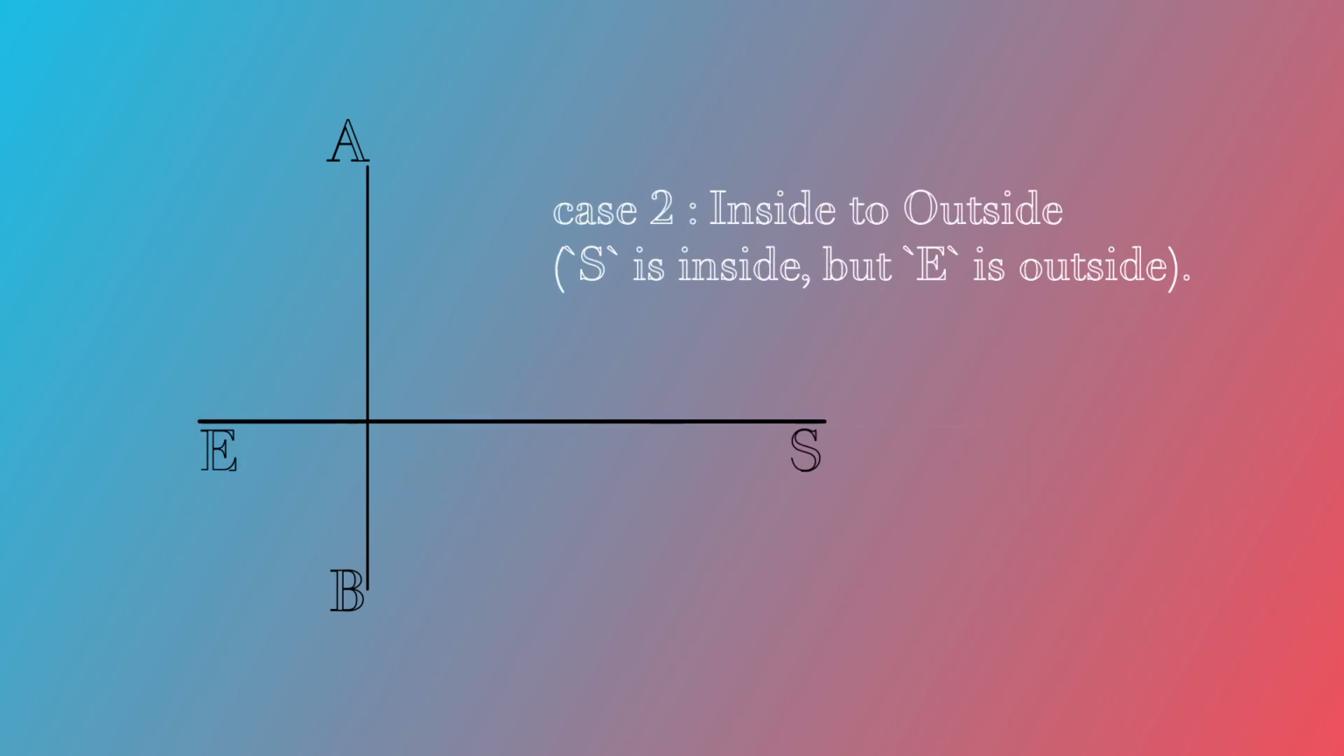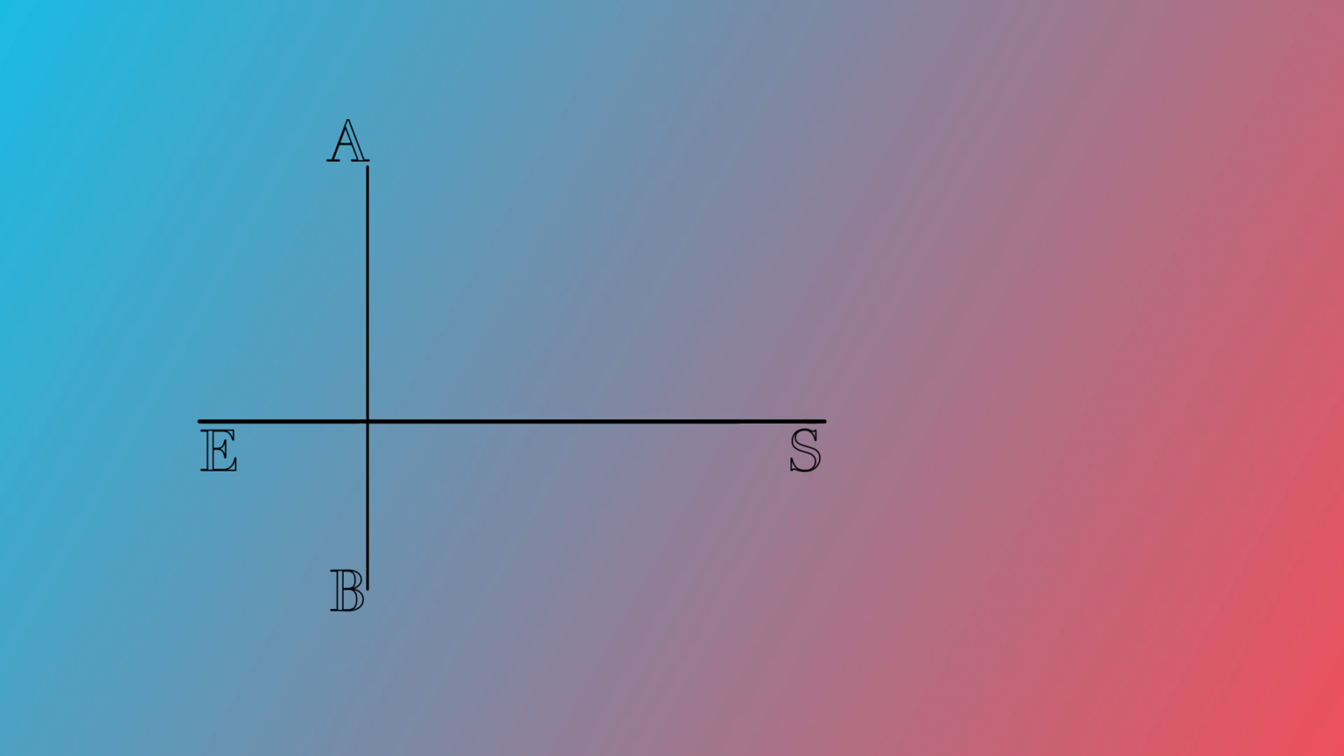Case 2, inside to outside. S is inside, but E is outside. The segment is crossing the line on its way out. We need to find the exact intersection point I. We save that intersection point I, and we throw away E, since it's outside.